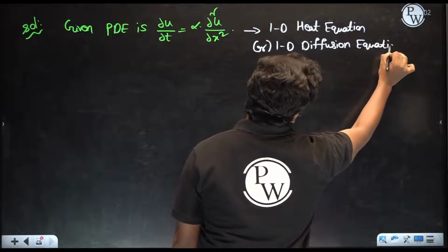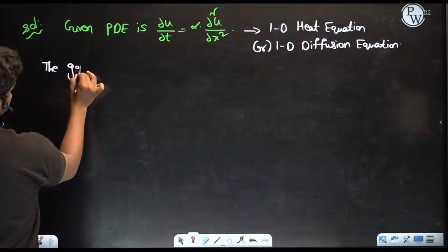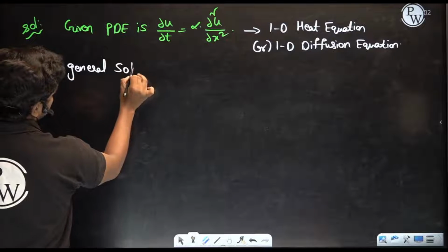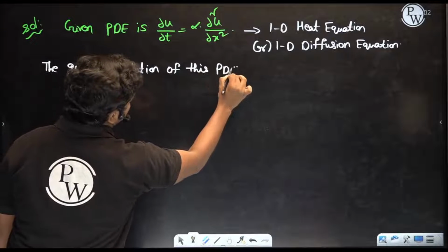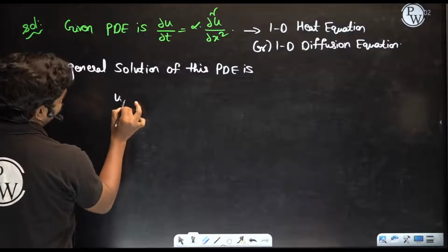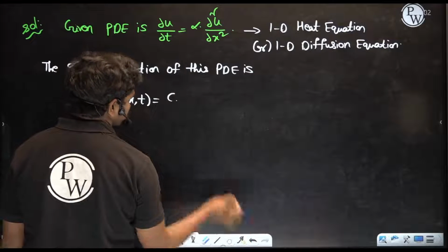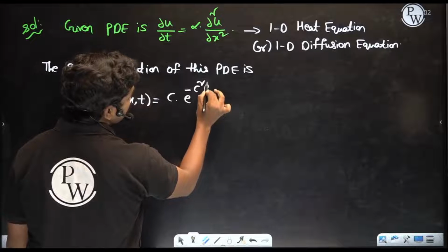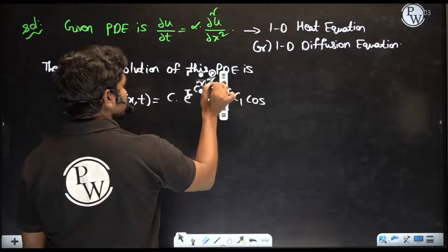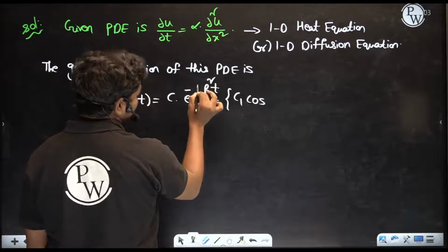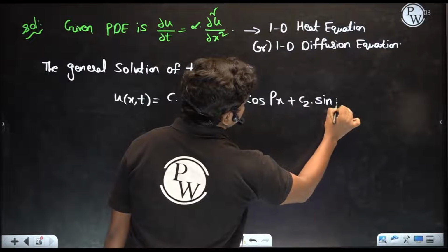Now what would be the solution of this? So the general solution of this PDE is u of x comma t is equal to c into e power minus c square p square times t into c1 cos px. Here instead of c square, let us write alpha, because normally we are habituated to write c here. So this is e power minus alpha p square t into c1 cos px plus c2 sin px actually here.